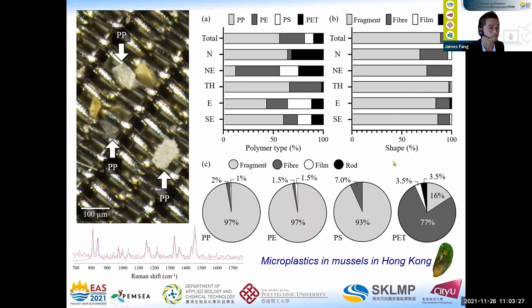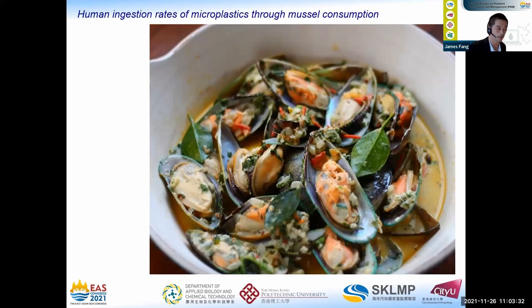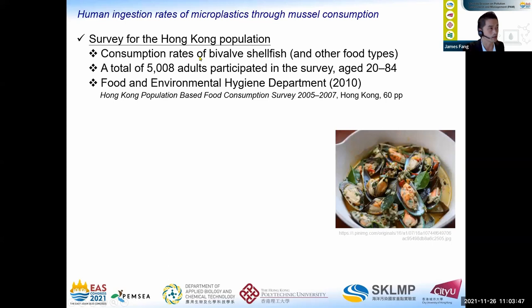Now we come to the most important question. How many pieces of microplastic can be ingested by us through mussel consumption? In order to estimate the human consumption rate, we need the data from another source. We need the consumption rate of bivalve shellfish before we can calculate the ingestion rate of microplastic through mussel consumption. Okay, the consumption rate of bivalve shellfish and other seafood, the data provided by the Food and Environmental Hygiene Department based on Hong Kong population. We have this piece of information.